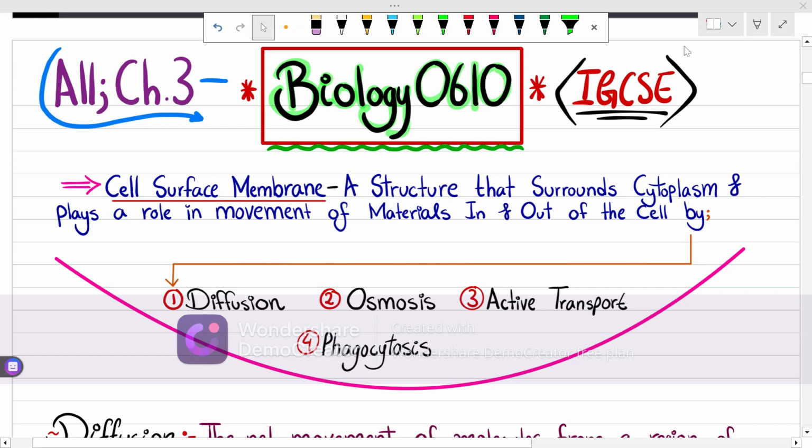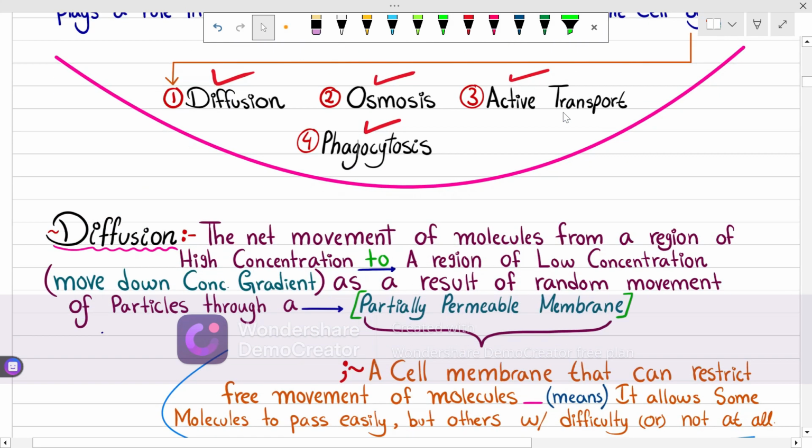Alright, in this video we're going to go through some revision notes for Biology 0610, Cambridge IGCSE, for Topic 3, Movement in and out of the cell. So to begin with, the cell surface membrane, or cell membrane, is a structure that surrounds the cytoplasm and plays a role in movement of materials in and out of the cell by either diffusion, osmosis, active transport, or phagocytosis. We're going to go through each one step by step.